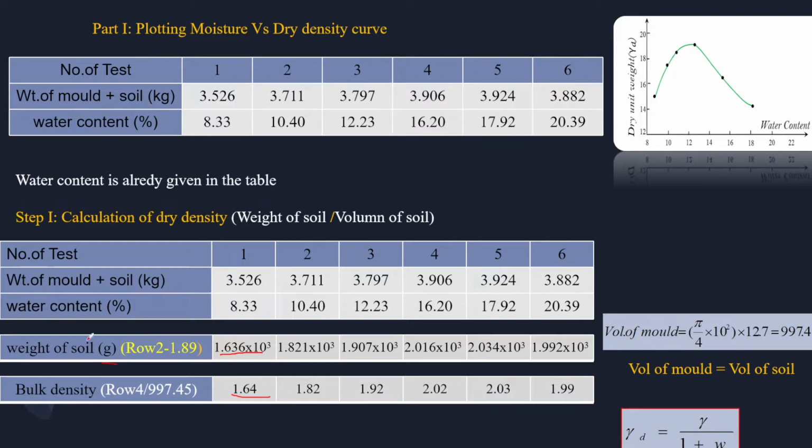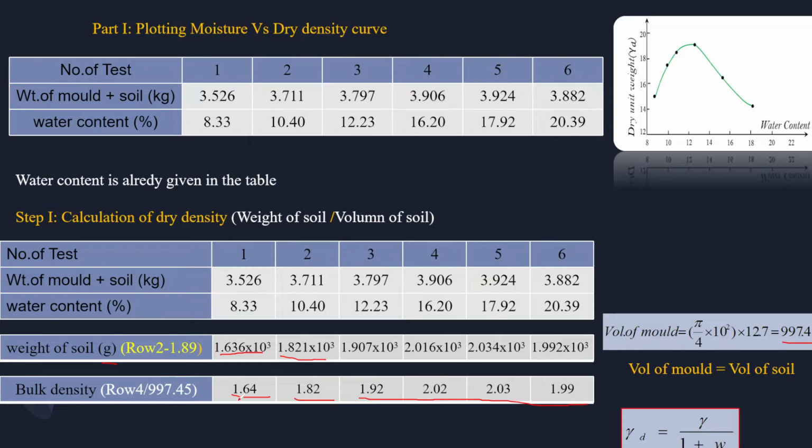If you keep this row 4 in kg, what will happen? You will get the value 0.000164. So it becomes very difficult to plot on the curve. So that's why we have converted this into gram. So similarly, this value 1.82 you are getting by dividing this value by 997.45. So similarly, all the values you can extract from this formula, row 4 divided by 997.45. So this is how we get the bulk density.